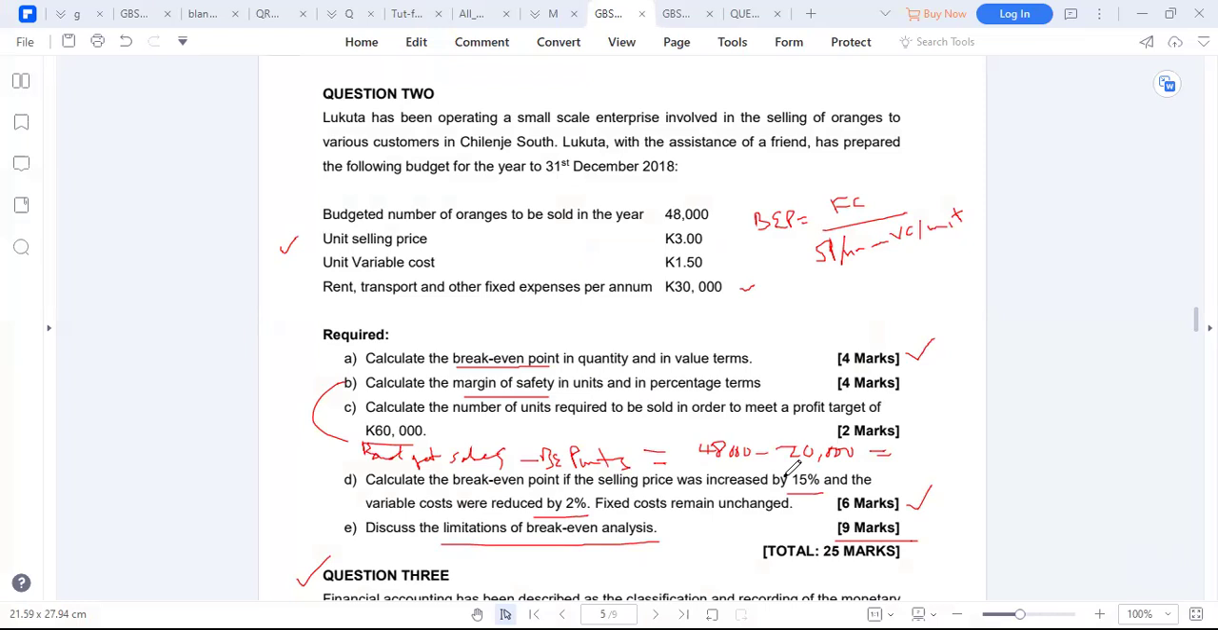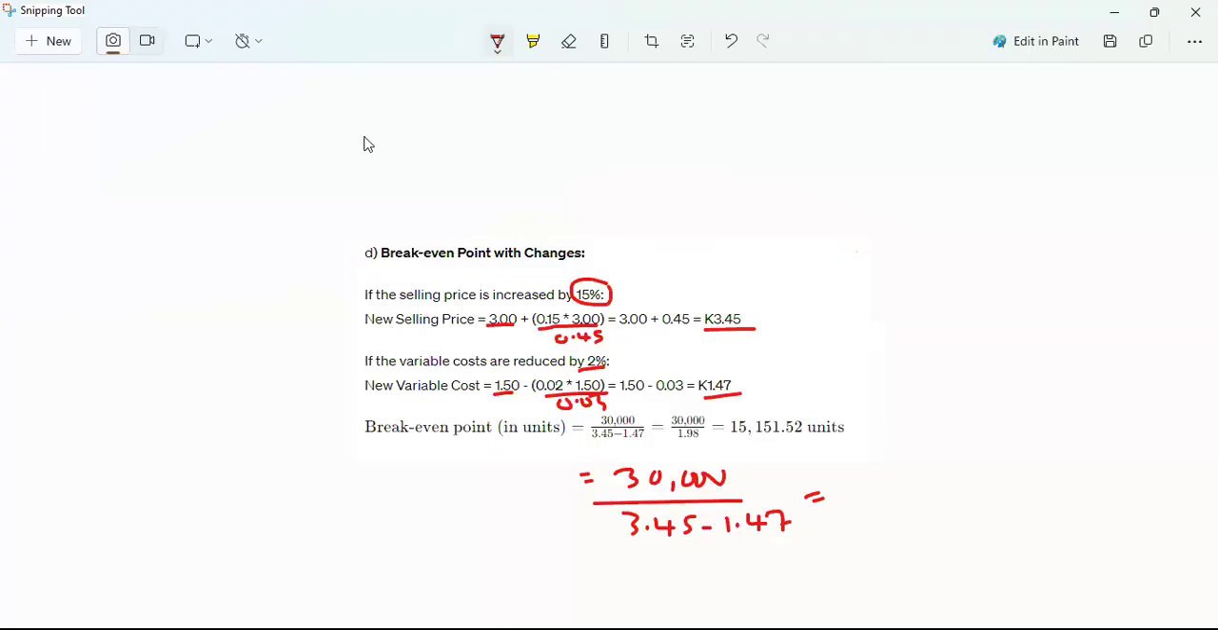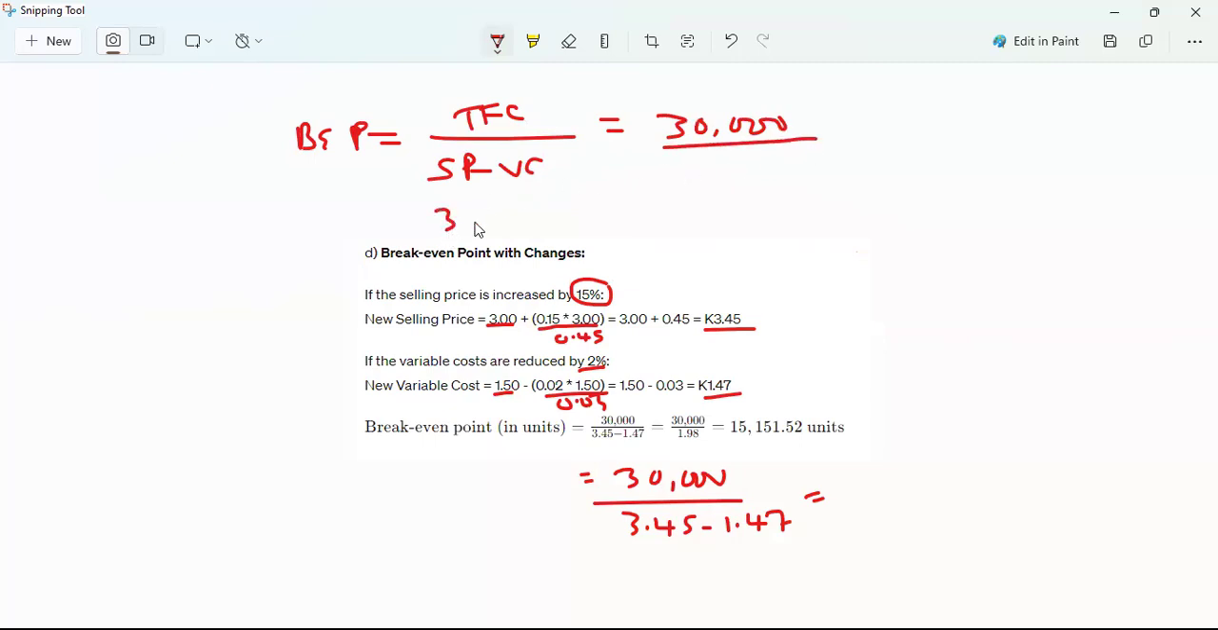Mr. Collins, sorry to take you back. Can you please just go back to the break-even point calculation? Okay, this one. So we know break-even point in units is given by what? Total fixed cost over selling price per unit minus variable cost per unit. Our fixed cost is still the same, 30,000. Our selling price was initially 3 kwacha and our variable cost was 1 kwacha 15, but we need to adjust these ones here.